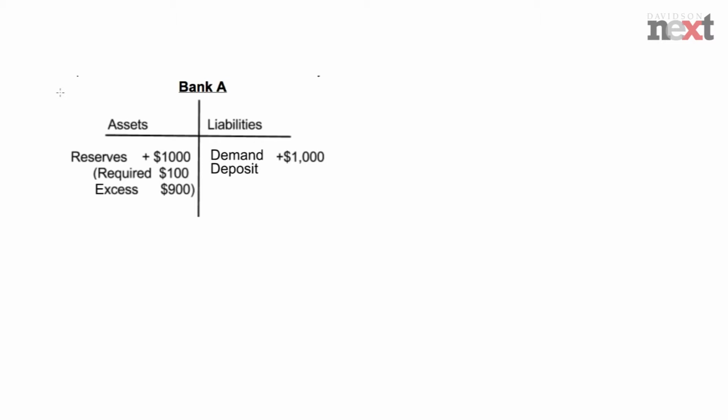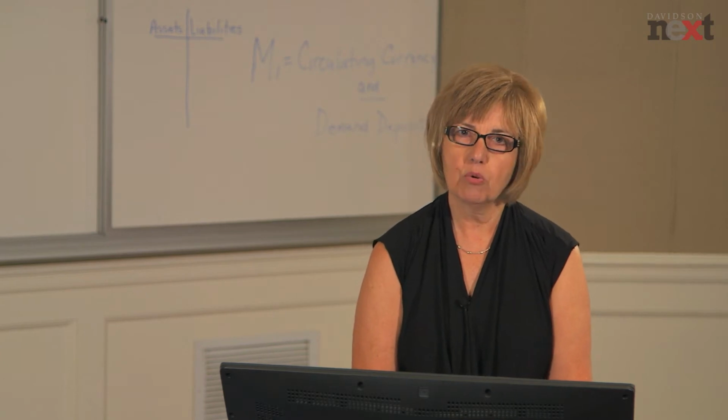Now, Bank A shows Sally's deposit, $1,000 that Sally has deposited into her demand deposit at the bank, and out of that, there is a 10% reserve requirement we're assuming that the central bank has made for the banking system. So with that 10% reserve requirement, we can see that $100 must remain in required reserves, but that leaves $900 in excess.